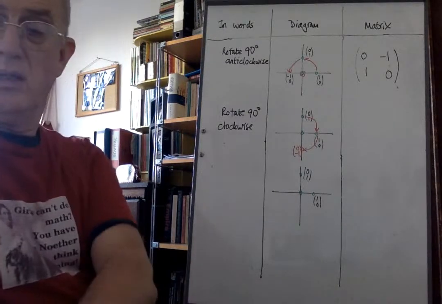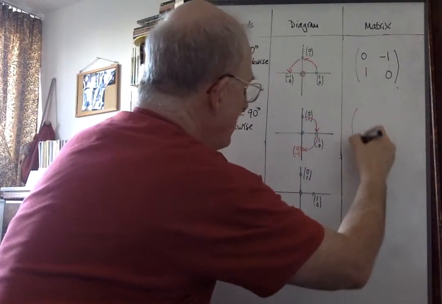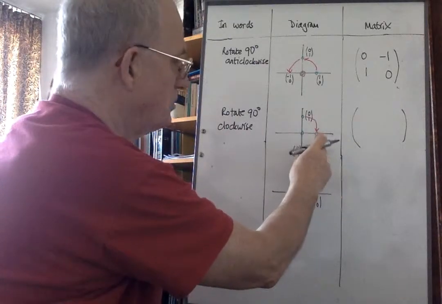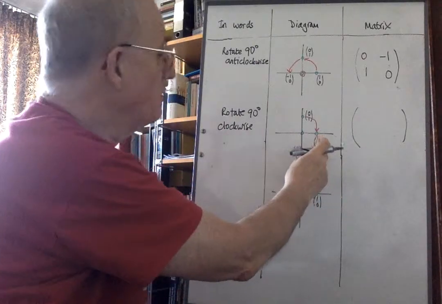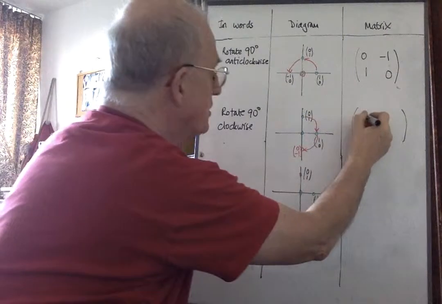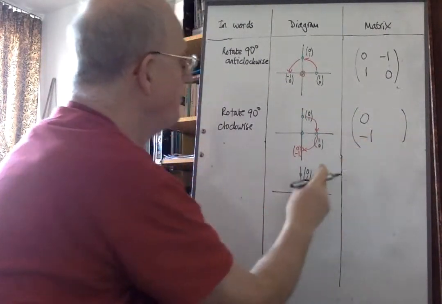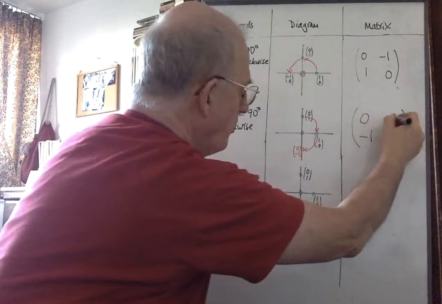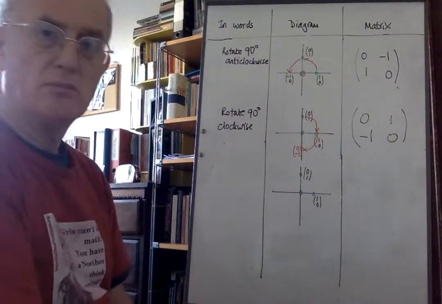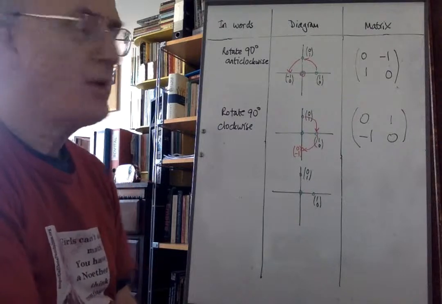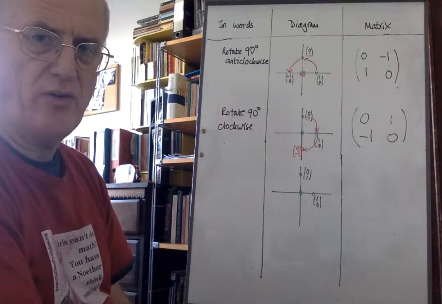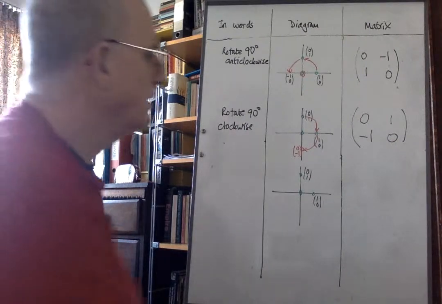So, same method for finding the matrix. First column is where this point goes to. That point goes to (0, -1). The second column is where this point goes to. That goes to (1, 0). And there you are.